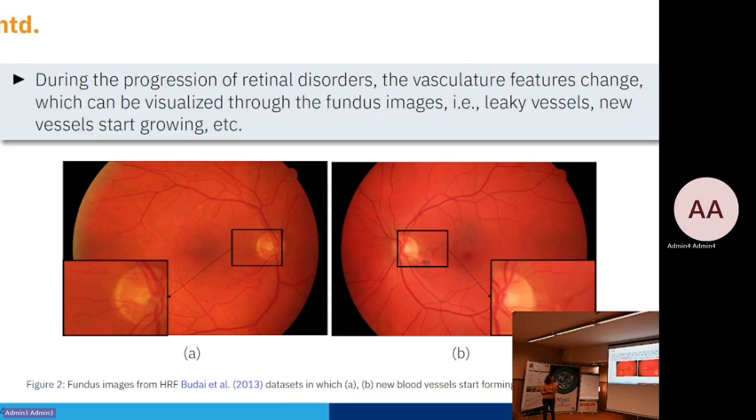For example, this is a fundus image, and this is a case of diabetic retinopathy. If we focus on the optic disc area, you can see small vessels start growing. If we can identify and precisely segment these, any clinician can directly decide which stage of the disorder the person is in.